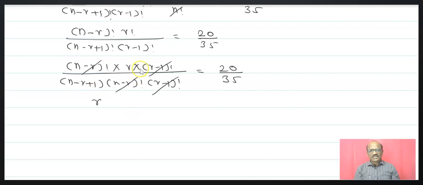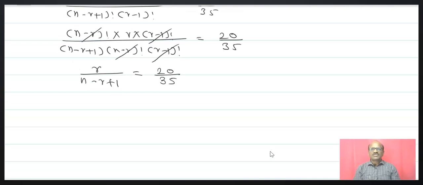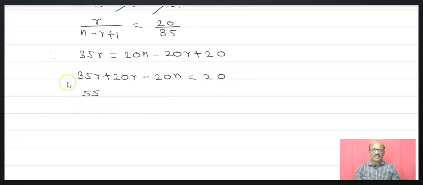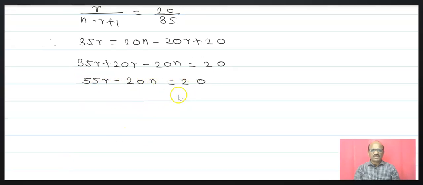Now these two terms get cancelled, n minus r gets cancelled. Then what is the denominator? That is n minus r plus 1, numerator is r. Make the cross multiplication. You will get the equation in terms of n and r. That is 35r equals 20n minus 20r plus 20, and evaluate this. That is 55r minus 20n is equal to 20.